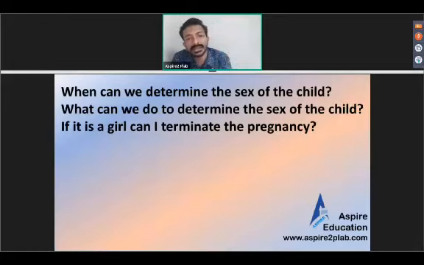She's asking, can I determine the sex of the child? Yes, definitely yes. At 12 to 20 weeks you can. And the next question she's asking, if it is a girl child, can I terminate the pregnancy? We are saying termination of pregnancy is okay till 24 weeks. And now she's asking a very valid question. Can I terminate the pregnancy if it's a girl child? Because I know now it's a girl.